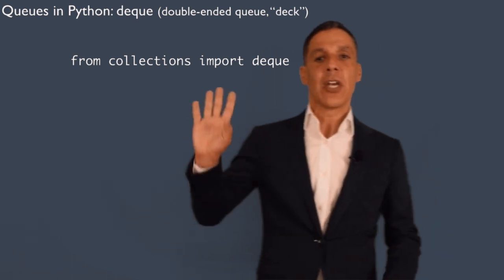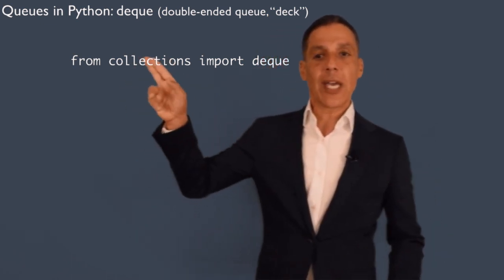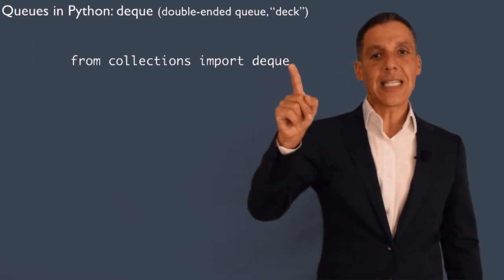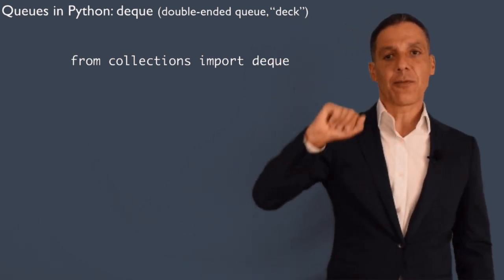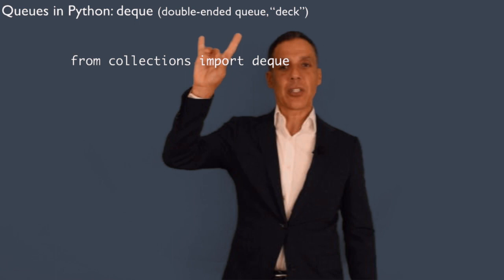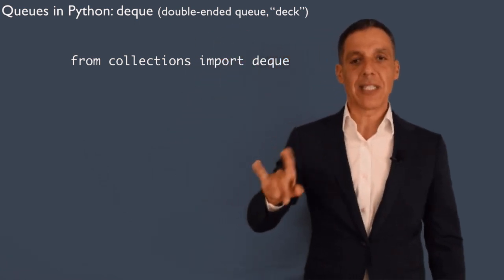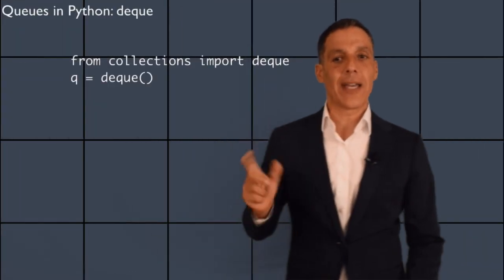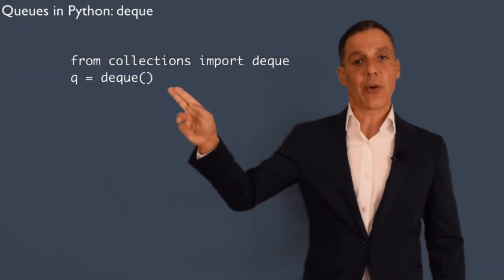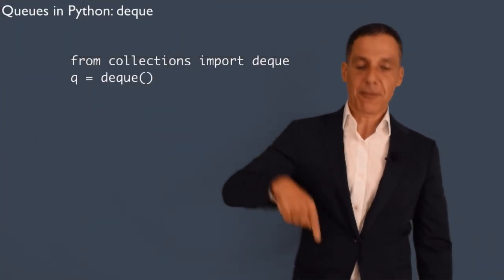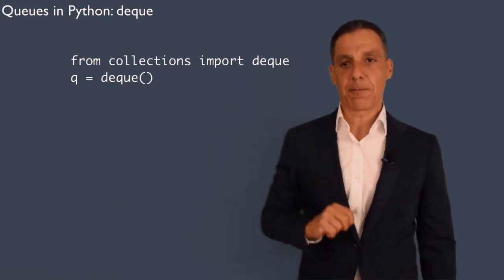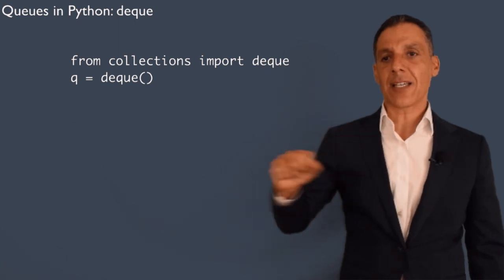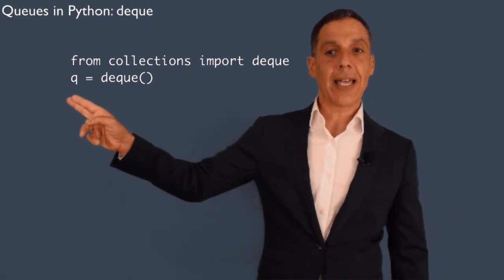But here's the good news. You don't have to, because you can import from collections a deque. So deque stands for double-ended queue, which simply means that it implements queues and stacks. So let's just go ahead and see what that looks like, because this we're really going to need to implement breadth first search for the graph algorithm. All right, so I'm going to import from collections the deque, and I'm going to initialize a queue.